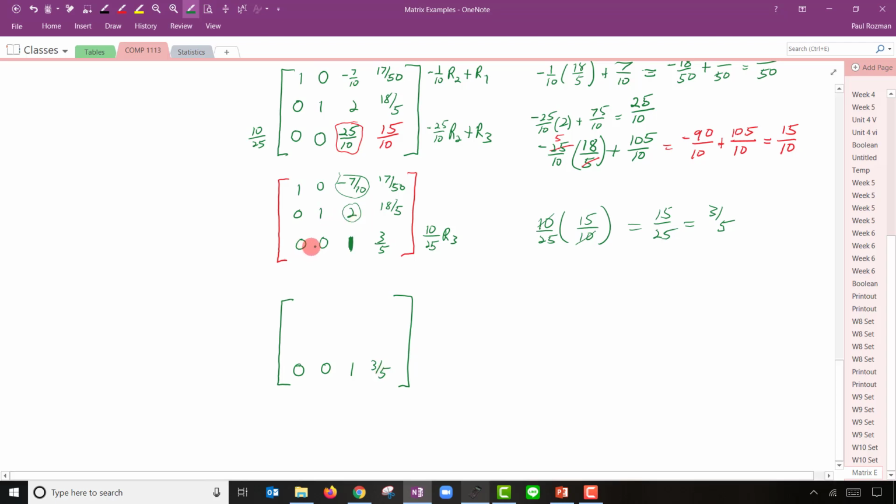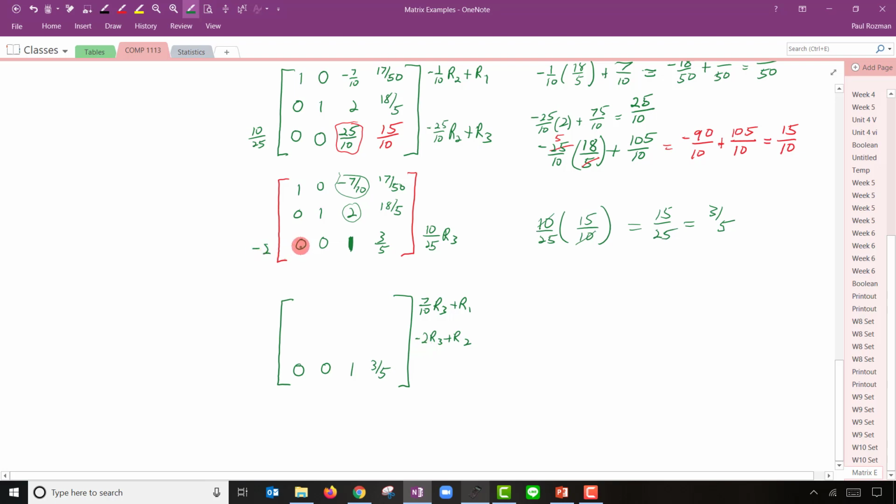What do I multiply row number 3 by so that I can eliminate the 2? -2. -2 times row 3 plus row 2. And I'm also going to eliminate the -7/10. So I'm going to multiply by +7/10. So 7/10 times row 3 and add it to row 1. And I'll put the answer up here. We'll do those 2 steps. I'll do row 2 first. So I'm going to do the -2 first.